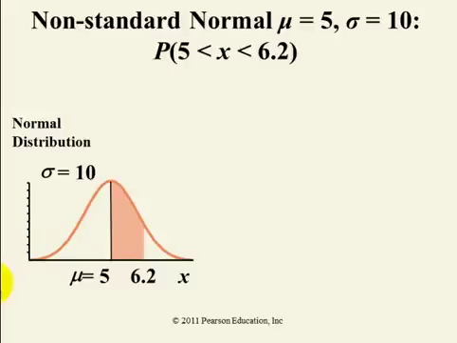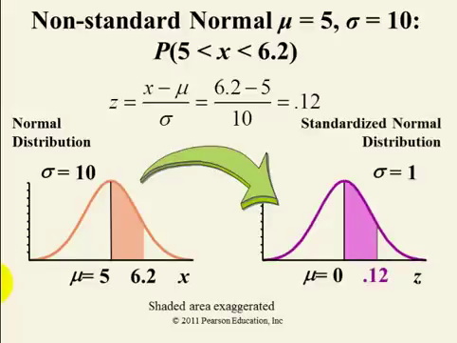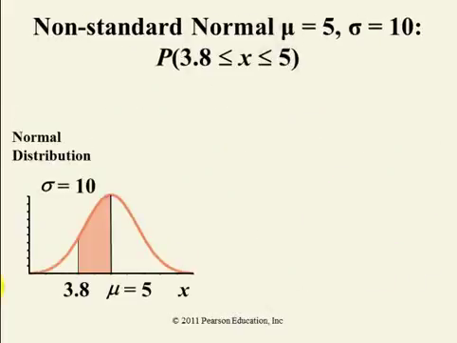So there's a mean of 5, standard deviation of 10. We transform that. And in this case, we're transforming 6.2. So how far away is 6.2 from 5? It's 0.12 standard deviations away. So 6.2 is 0.12 standard deviations away from the mean of 5. And the area under the standard normal curve from 0 to 0.12, look that up in the table, it's 0.0478. So you look that up in the table and that's what you get.